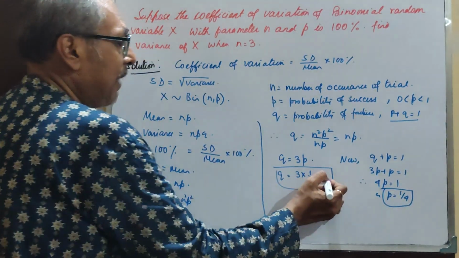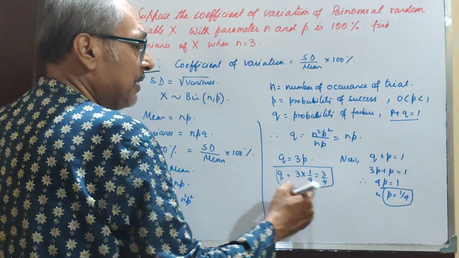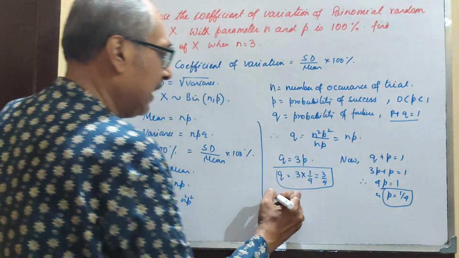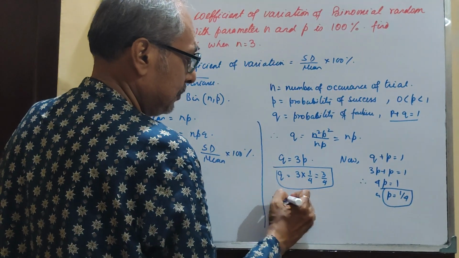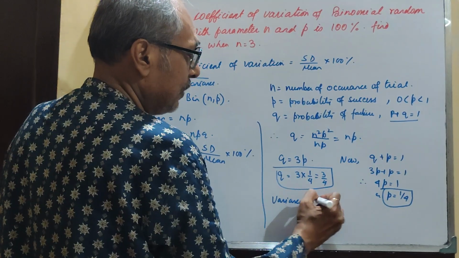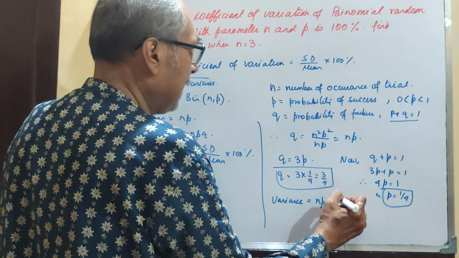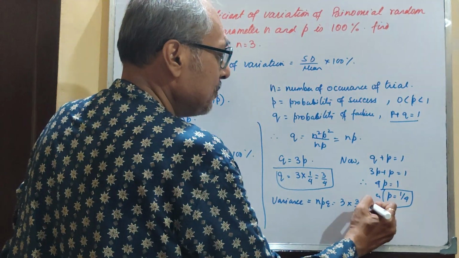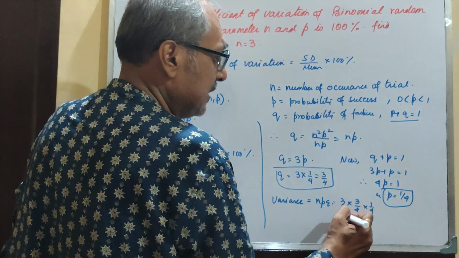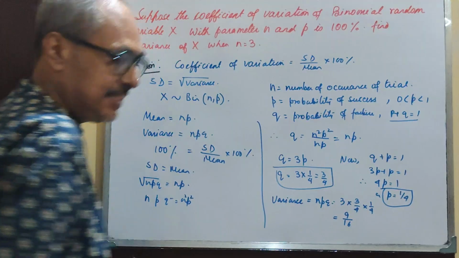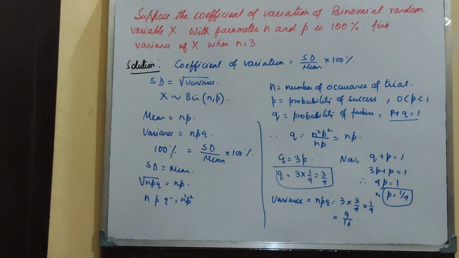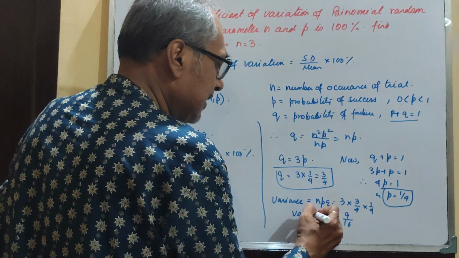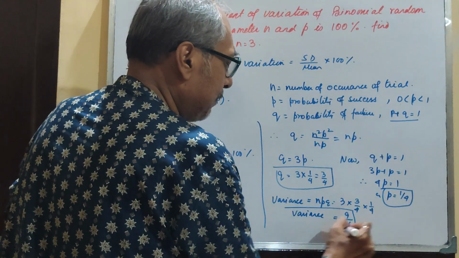I am getting the value of p, the value of q, and we know the value of n. Therefore, variance equals npq. N is 3, q is 3 by 4 and p is 1 by 4. This becomes 9 by 16. The variance of this binomial distribution is 9 by 16. This is the answer to this question.